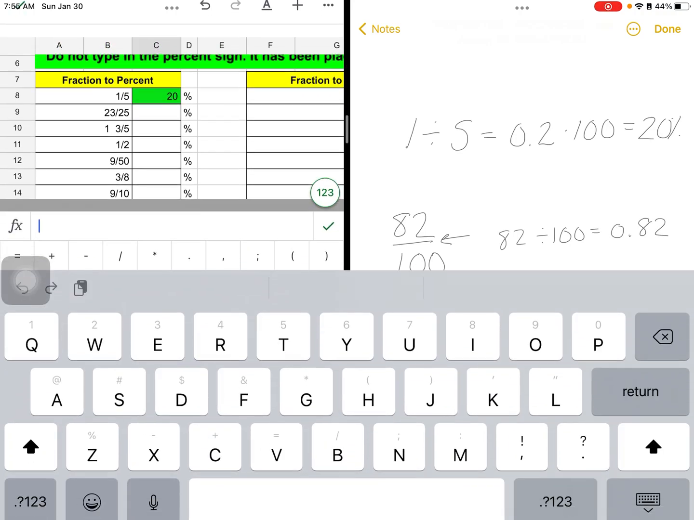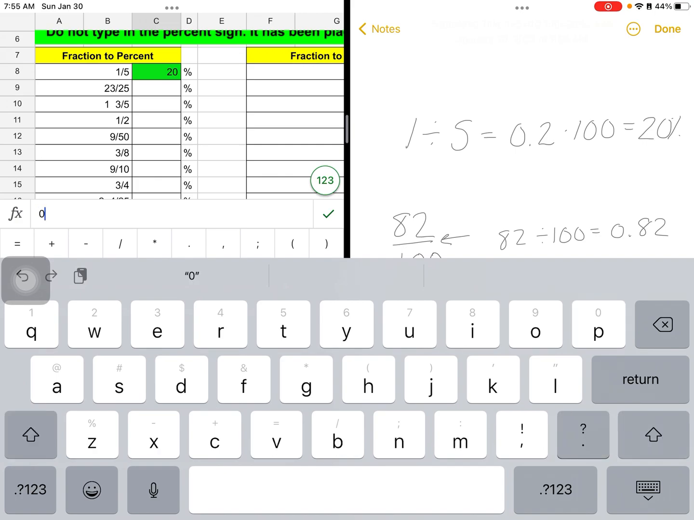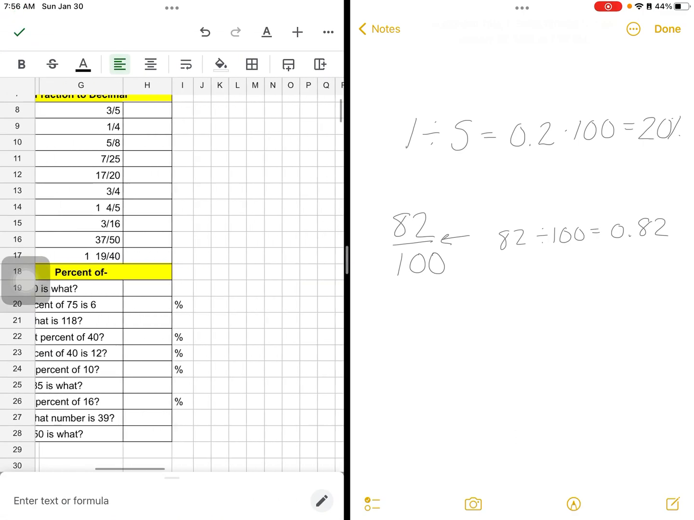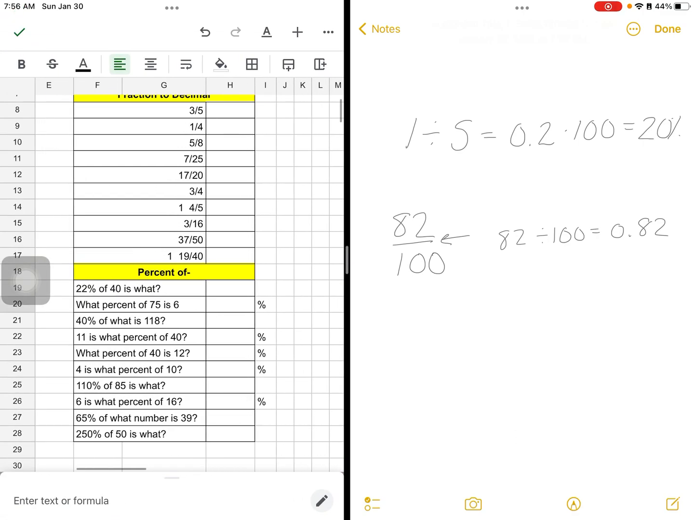So again, I'll type that in here. And if I get it right, it'll light up. And my picture continues to get created over here.